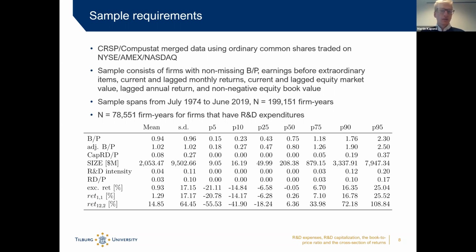So as already mentioned, the sample spans from 1974 to 2019, resulting in about 200,000 firm years to which monthly returns are matched. And for the subset of firms that have R&D expenditures, we have about 40% of observations, which results in about 78,000 firm year observations to which monthly returns are matched.